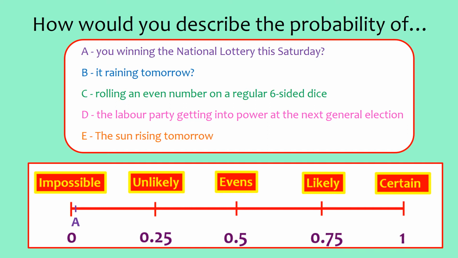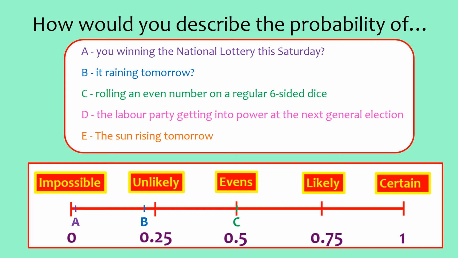B, probability of it raining tomorrow. Well, given we've just seen some of the weather, it's unlikely at the moment. Depends on the weather forecast though, on the time of year. C, rolling an even number on a regular six-sided dice. So on a regular six-sided dice, half the numbers are odd, 1, 3 and 5, and half of them are even, 2, 4 and 6. So it's half and half, or evens.